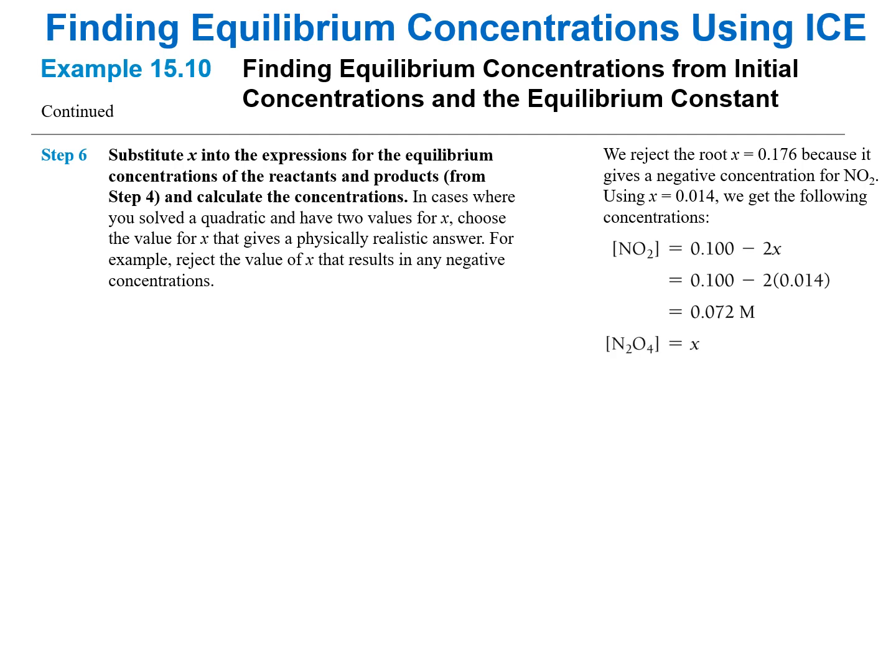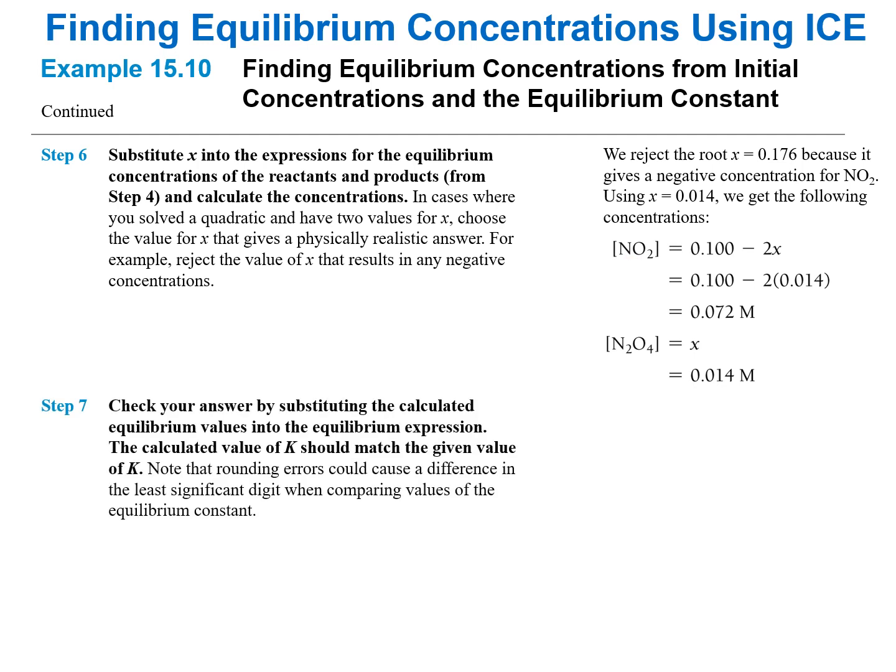Now if we do the same thing for dinitrogen tetraoxide, we can see what its value is. So now we've calculated, using the ICE table and our understanding of the relationship of these variables, using the quadratic equation, to come up with these concentrations. So now we want to check our answer by substituting the calculated equilibrium values into the equilibrium expression and then comparing it to the given equilibrium constant K.